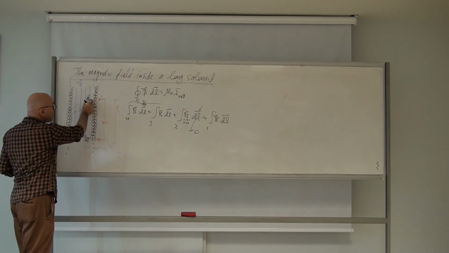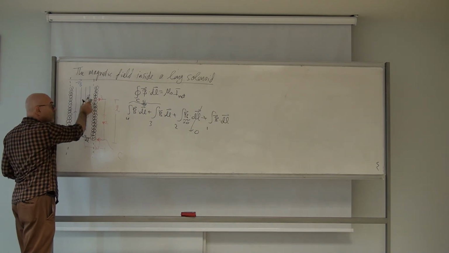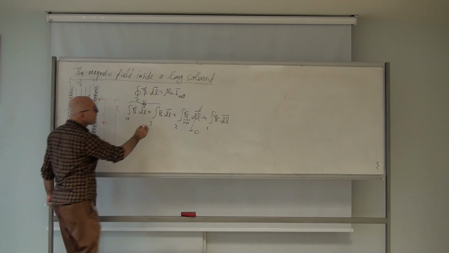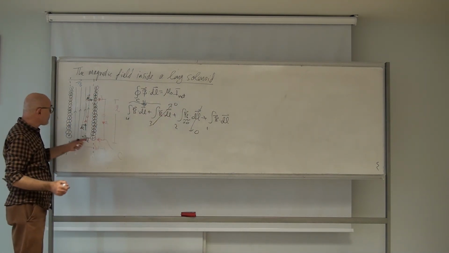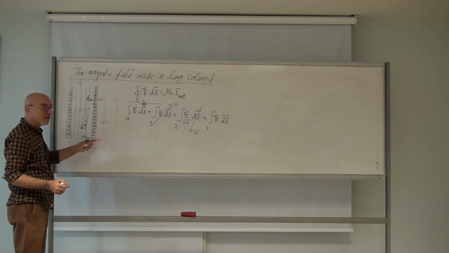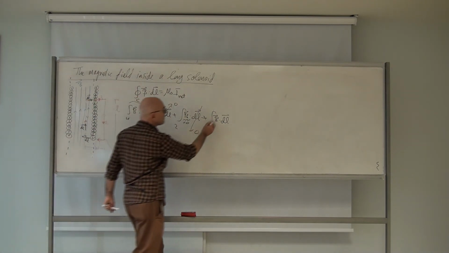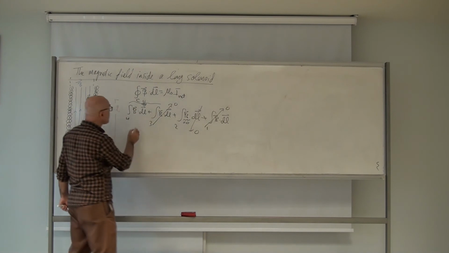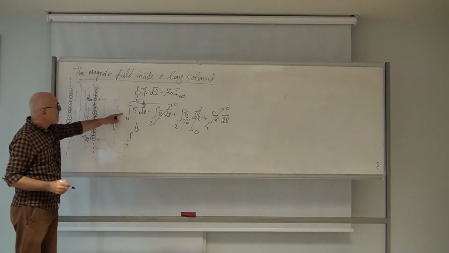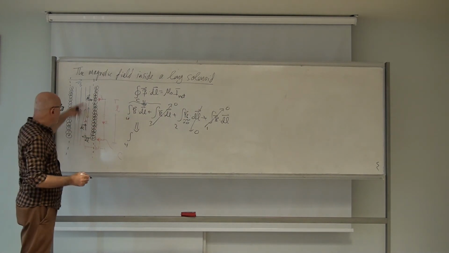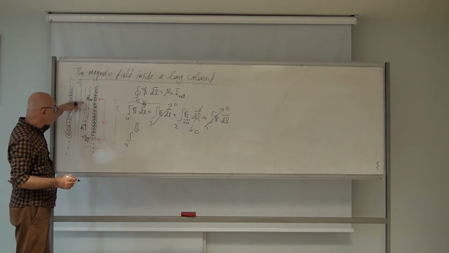So within this part of 3, the integral is also 0, but not because B is 0, but because B is perpendicular to dl over the whole part. Therefore, this is also 0. Exactly the same argument applies to side 1 here, and this is also 0. So this boils down to just the integral over 4, the fourth contour, which is this side.